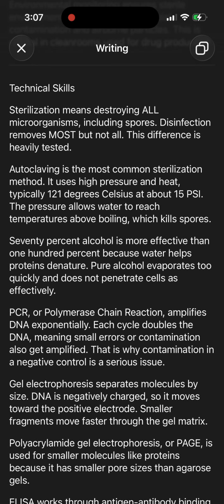pH is logarithmic. Each unit change represents a 10-fold change in hydrogen ion concentration. A drop from pH 7 to pH 4 means a 1,000 times increase in hydrogen ions. Buffers resist changes in pH. They are essential in biological systems to maintain stable conditions.